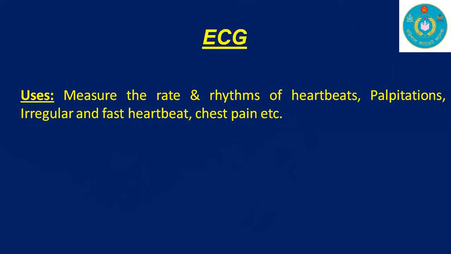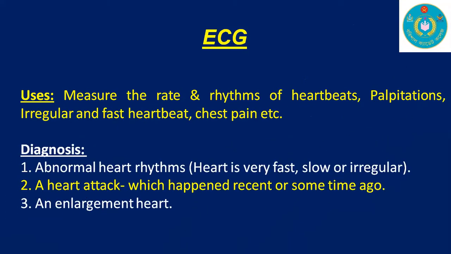The uses of ECG are to measure the rate and rhythm of heartbeats, palpitation, irregular and fast heartbeats, chest pain, etc., by which we can diagnose abnormal heart rhythm, where the heart is very fast, slow, or irregular. Number two, a heart attack which happened recently or some time ago. Number three, an enlarged heart.